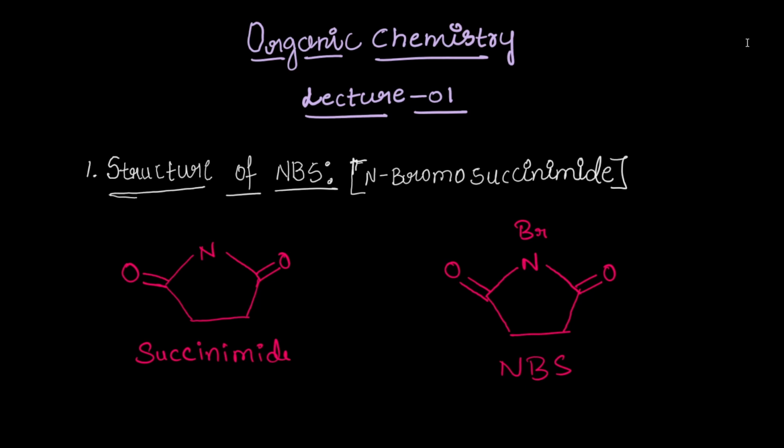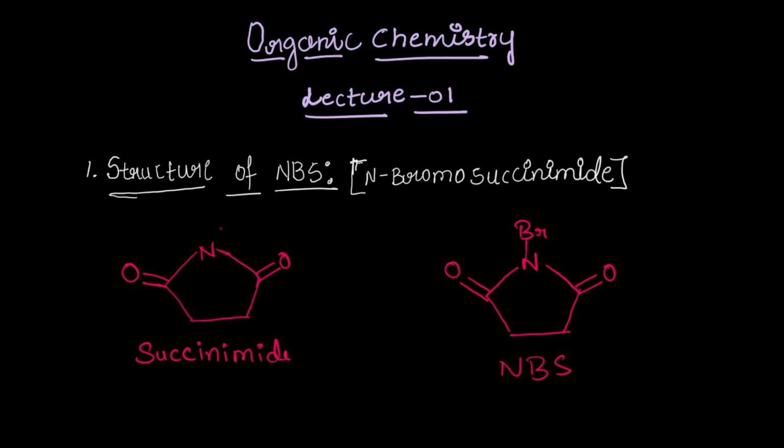So today we are diving into the fascinating world of reagents. One of the important reagents is N-Bromo-Succinimide, commonly called NBS, and its application in bromination reactions. So now let's get started. Structure and introduction of NBS.